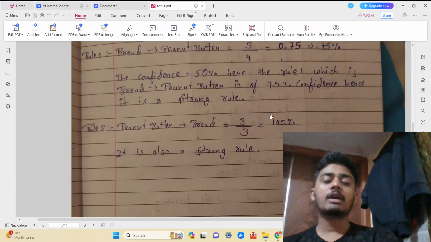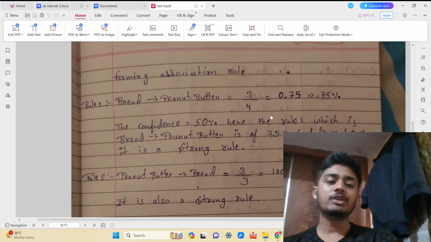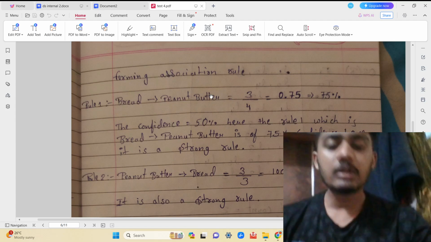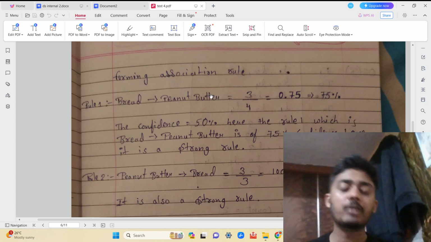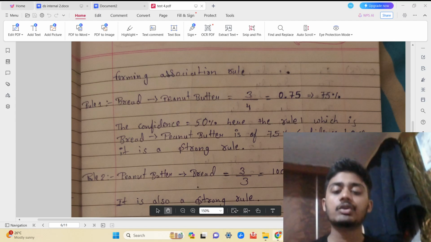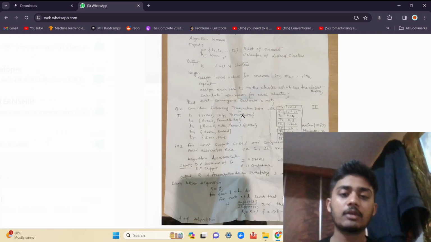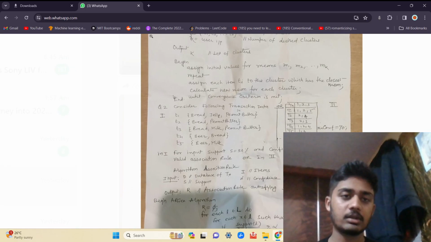So in this way we have formed two rules of association, that if bread is taken, then it is likely 75% chances that peanut butter will also be taken, and if peanut butter is taken, then it is 100% chance that bread will also be taken. So in this method we have found the association rules for this following item set.